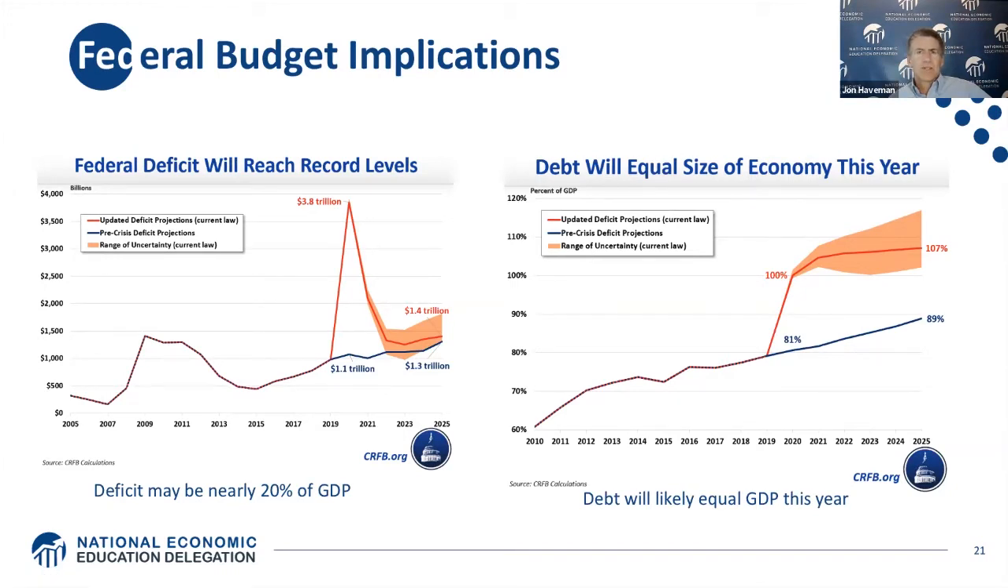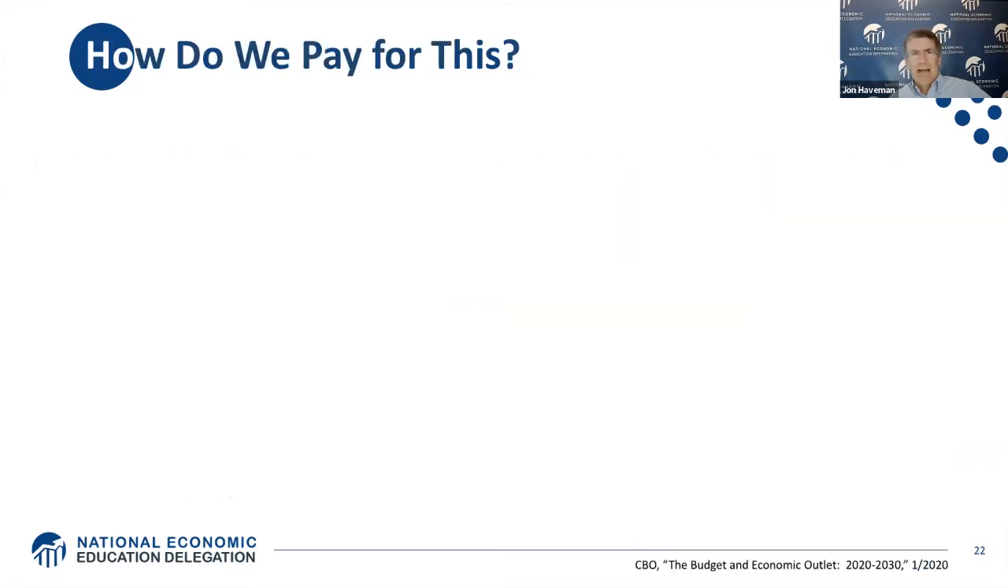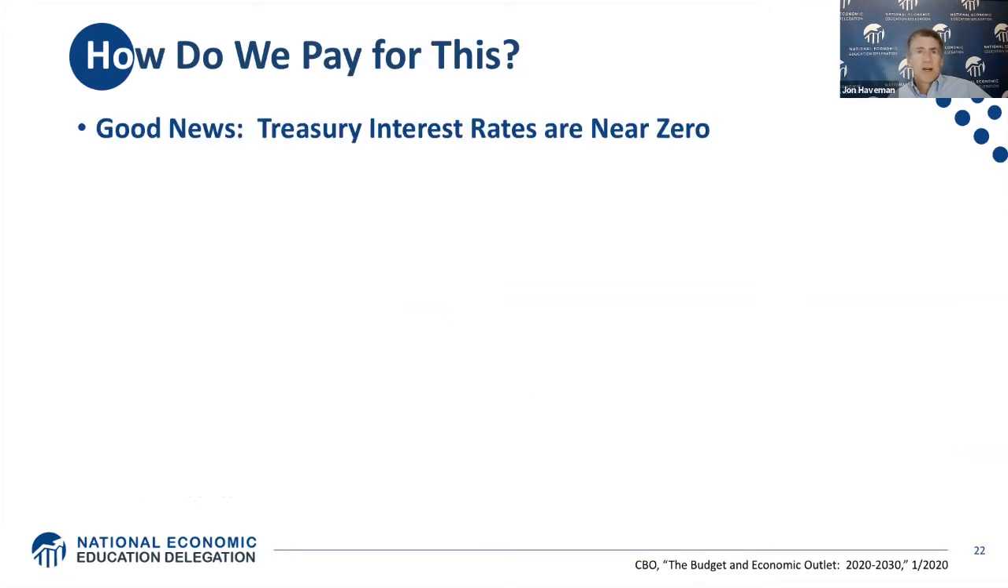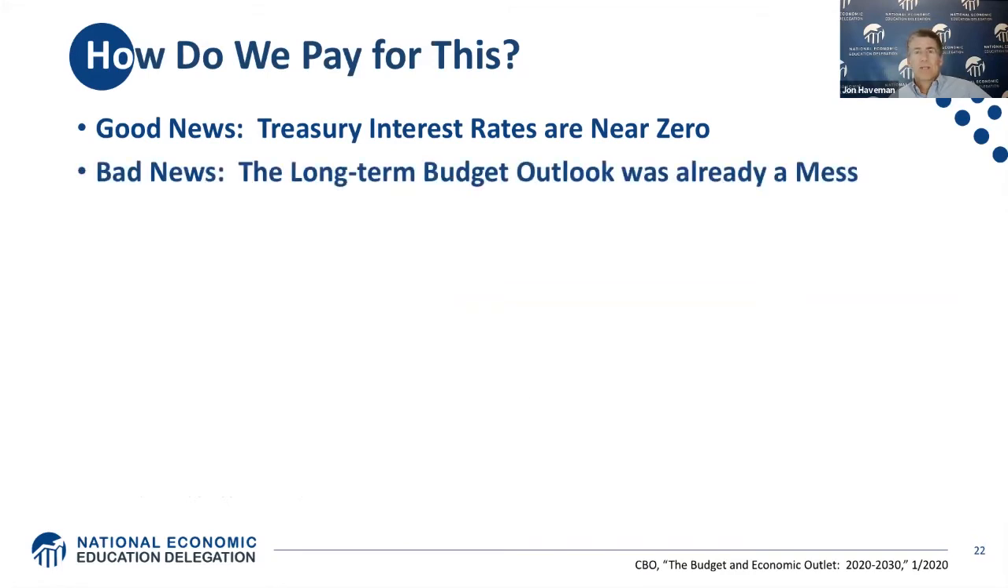So the question naturally arises, well, how do we pay for all of this? Well, the answer is, and I alluded to it, that we borrow from tomorrow. We borrow from next year, the year after, and the year after, right? And the good news is that treasury rates are near zero. So borrowing costs are very low. The bad news is that our budget situation was already a mess, right? We were already running $1 trillion deficits.